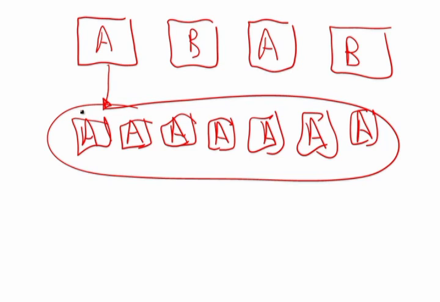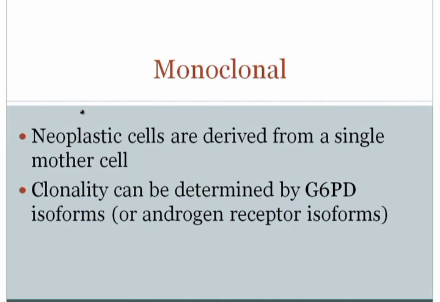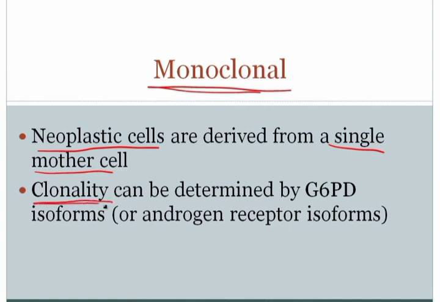So I hope that that's clear, because that's a very high yield concept that shows up on examinations. And so let's go back and now read what we have here in the text. So we say that one of the key characteristics of tumor is that it is monoclonal. So again, one of the key characteristics of neoplasia is that it is monoclonal. And that means that the neoplastic cells are derived from a single mother cell. And as I've stated here, clonality can be determined by G6PD isoforms.